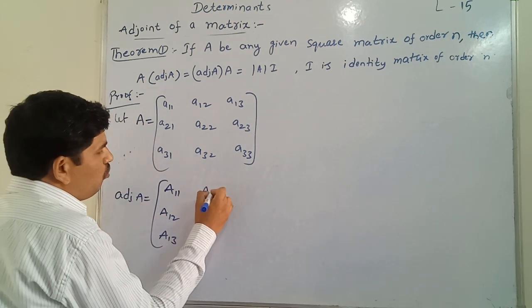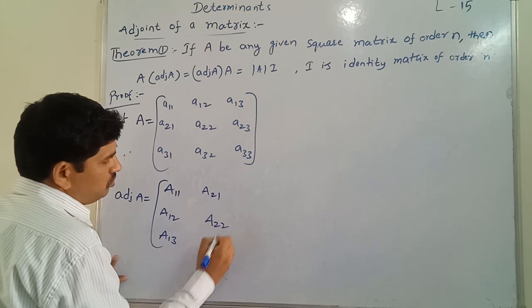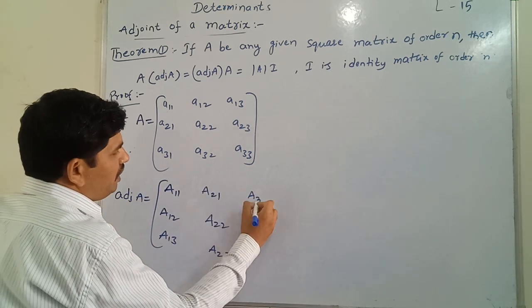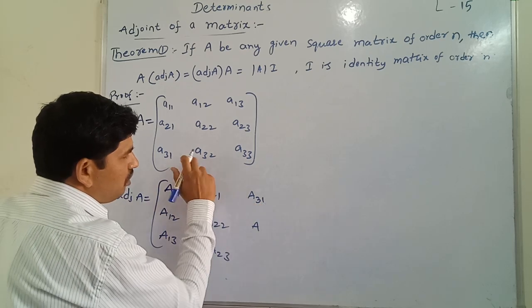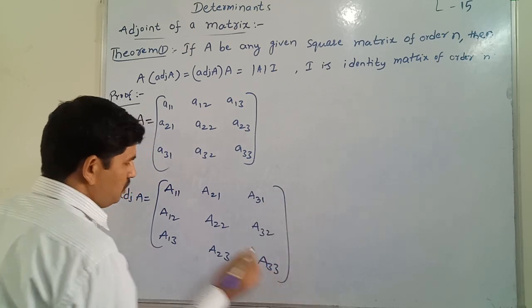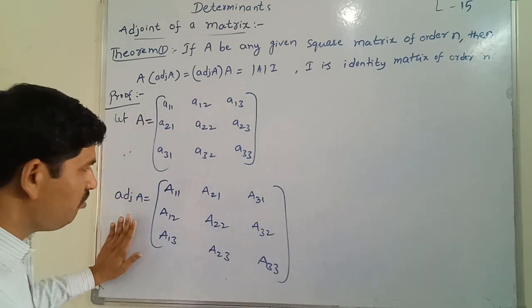Now A21, A22, A23: the second row we are writing in the second column. Again the third row in the third column. We are writing the cofactors here, these are the elements. Remember this. Yes, this is the adjoint matrix. We got matrix A and the adjoint matrix.